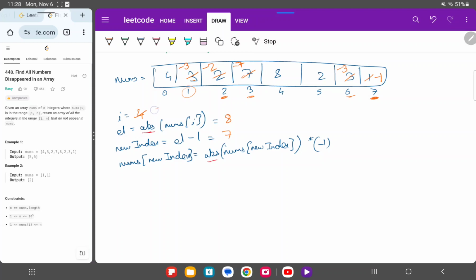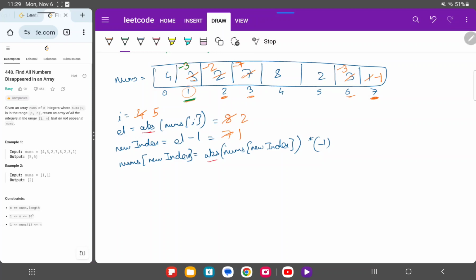So next i equals 5. That gives us the absolute value at index 5, that is 2. So what would be the new index? 1. So whatever the value there is, get the absolute value of that at the new index. The new index is 1. Here basically I'll just write this in green. This has already been encountered, so we're just encountering it again, so we do not really need to make any change. So the absolute value of whatever there is, the absolute value of -3, that is 3, into -1, gives us again -3. So this becomes -3.